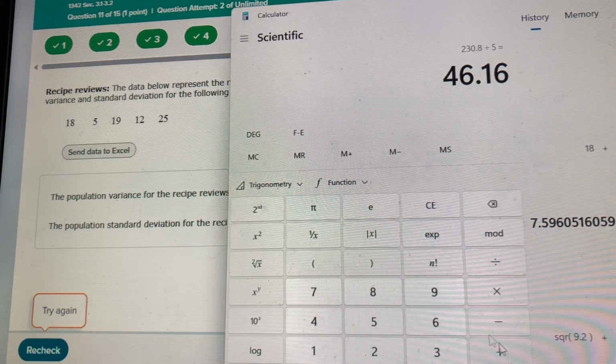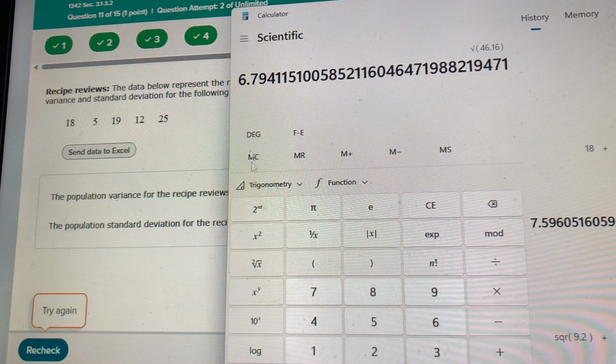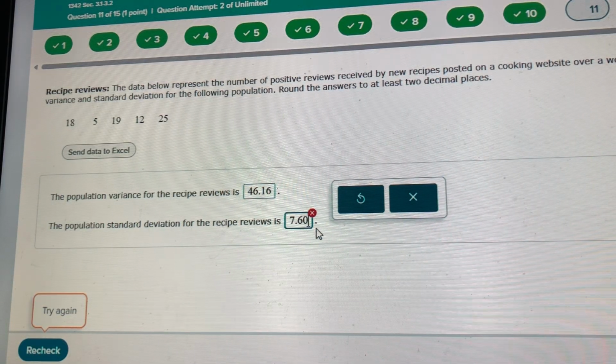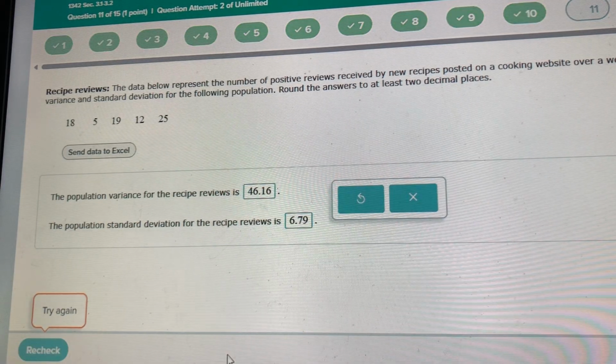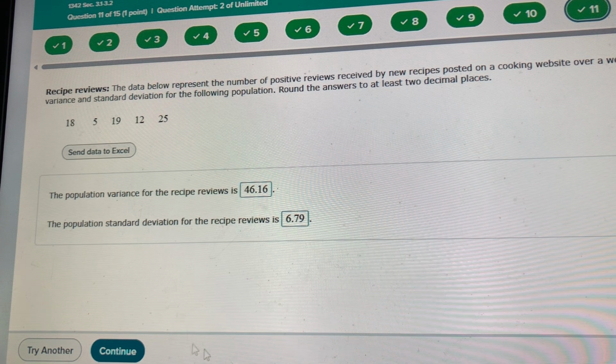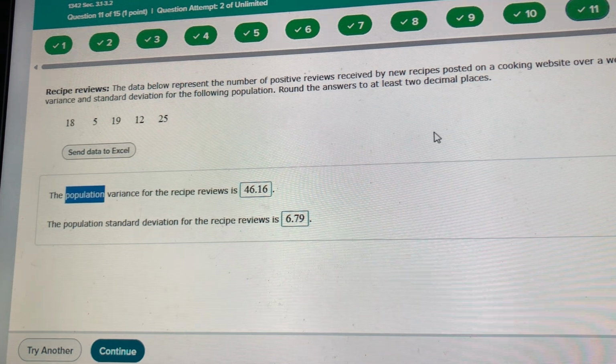And then the square root of that to 2 decimal places is 6.79. Notice there's a 4 after that, so don't add 1 to the 79. 6.79. So that's the only thing I did wrong, is I didn't pay attention that they switched to population variance. But that's good because we did sample variance twice.